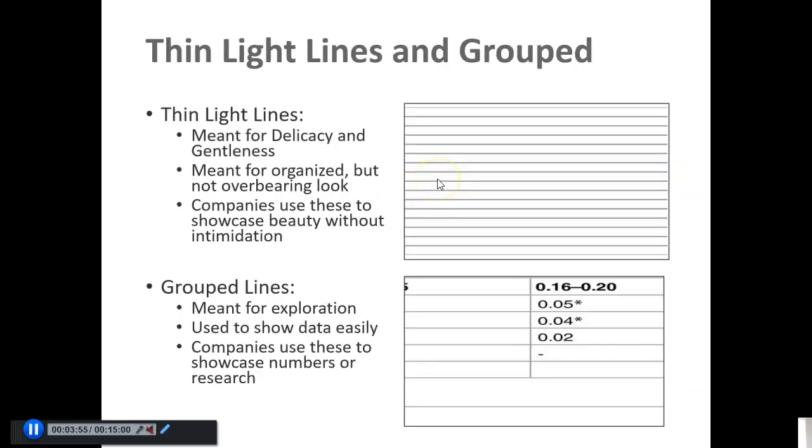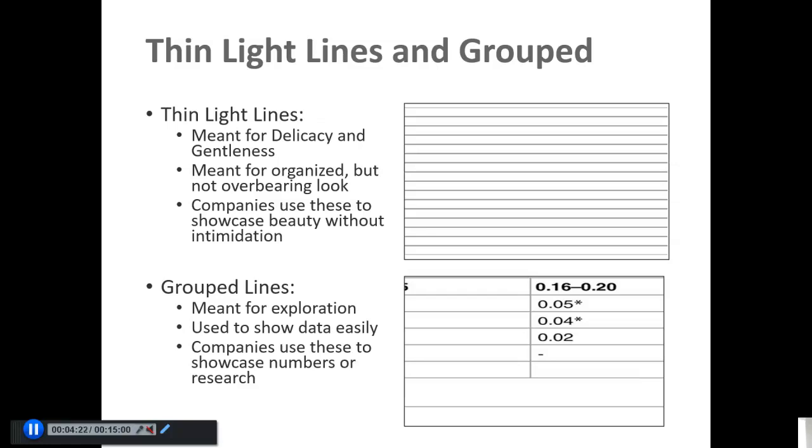Then there are also thin, light lines. They're meant for delicacy and gentleness. Much like regular lines, they can be consistent, but they're meant to showcase beauty without intimidation. You tend to see these a lot with clothing companies, beautician areas, and makeup. We tend to see thin, light lines utilized to showcase not just gentleness, but softness and beauty all of itself.